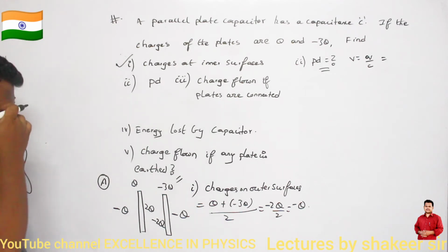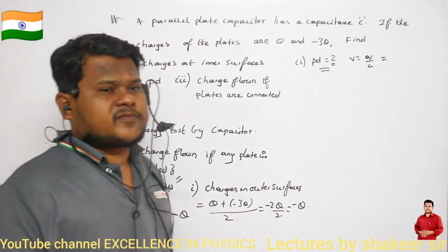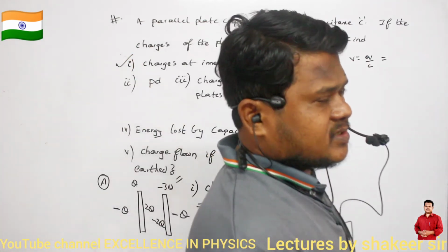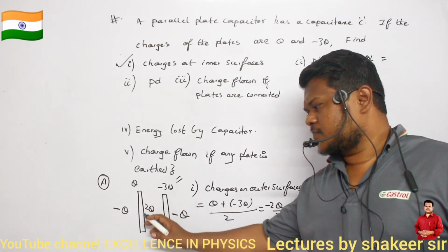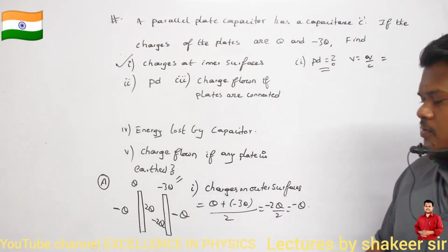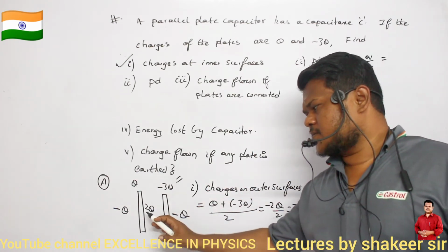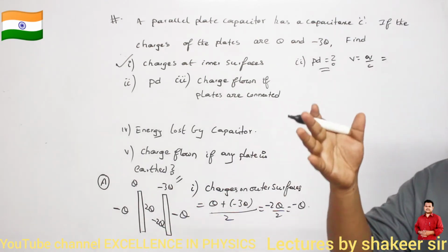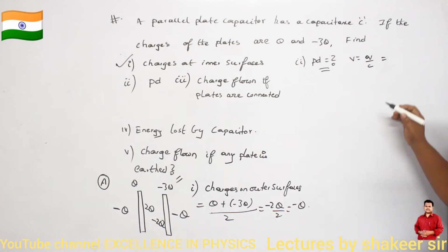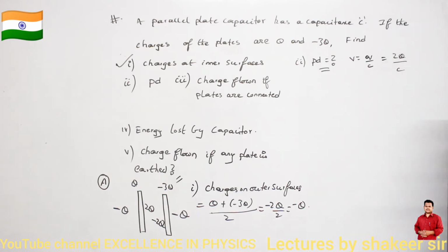Here the charges we take are the charges present on the inside surfaces. Only we are concerned about those charges, because energy is stored because of the electric field, and that electric field is because of the +2Q and -2Q. So charge means the charge present on the inner surfaces. Therefore V equals Q by C, where Q is 2Q divided by the capacitance C. This is the potential difference between the plates.